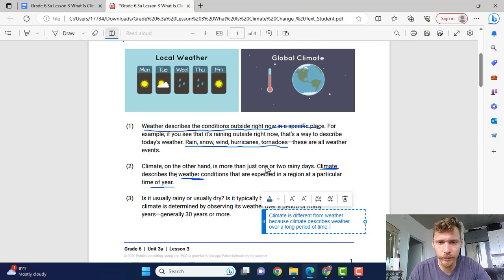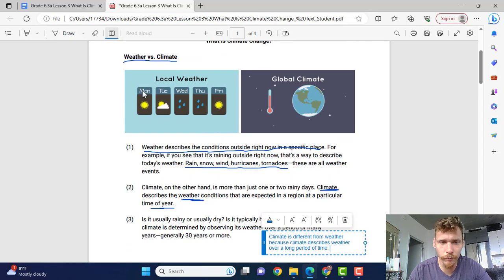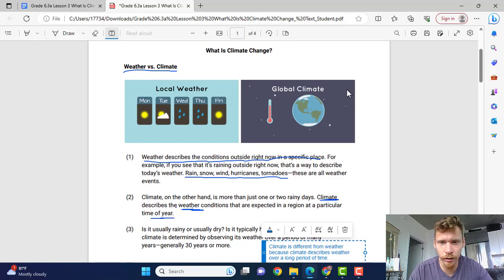And then I can look at these pictures right here, these diagrams, and it's showing me that the weather changes every single day. But it looks like right here, the climate is not something that is changing on a daily basis.